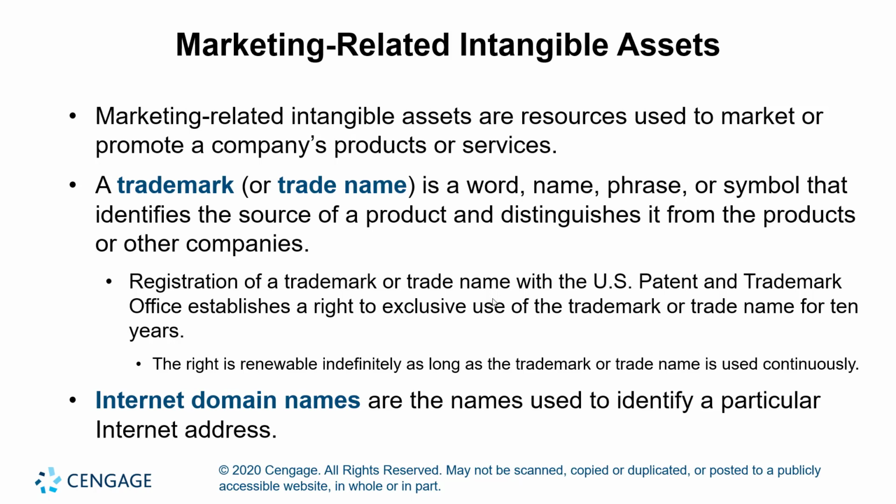Registration of the trademark name with the U.S. Patent and Trademark Office establishes a right to exclusively use the trademark or trade name for 10 years. The right is renewable as long as the trademark or trade name is used continuously. Internet domain names are names used to identify particular internet addresses.